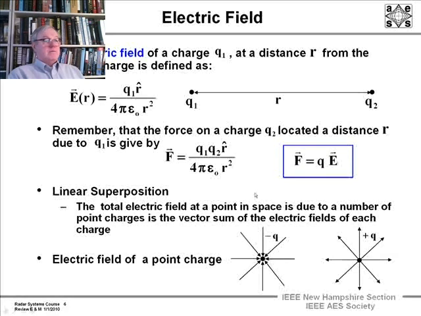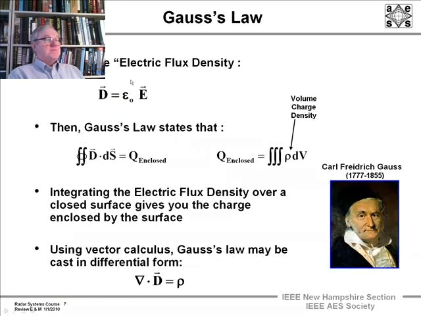Now I'd like to define the electric flux density, and that's equal to the permittivity of the medium, in this case free space, times the electric field. And from that, Gauss, here's a picture of him, found out and measured that this electric flux density integrated over a closed surface is equal to the charge that's enclosed. And that charge, you can find out, could be a volume distribution integrated over a volume.